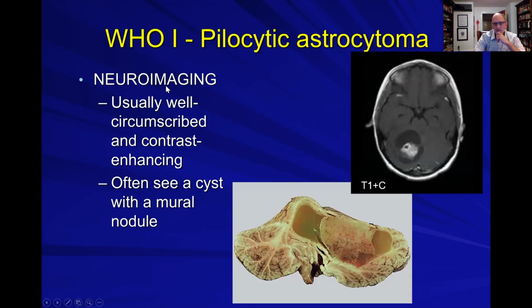On imaging, these tumors are usually very well circumscribed and contrast enhancing. So here is an axial T1 with contrast MRI picture showing a cerebellar tumor, a very classic picture of this type of tumor where you have this enhancing nodule associated with a large cyst. And this specimen is a great example of how it's a very well circumscribed, well defined nodule with that cyst.